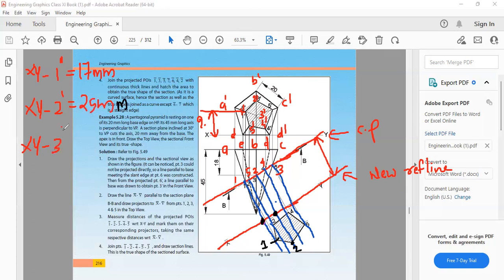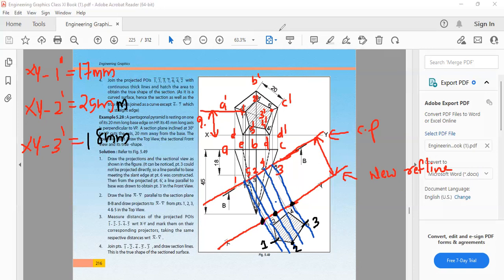Then XY line to 3 dash. What is the value? 18 millimeter. So take 18 millimeter in the compass. This center, cut here. So you will get 3 here.